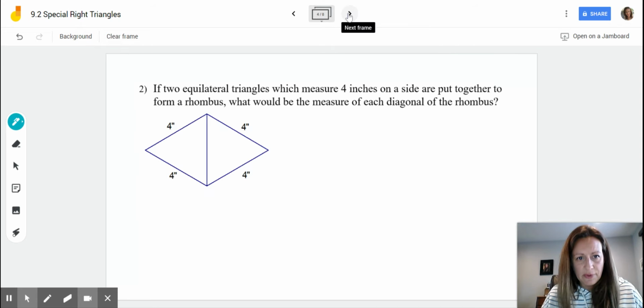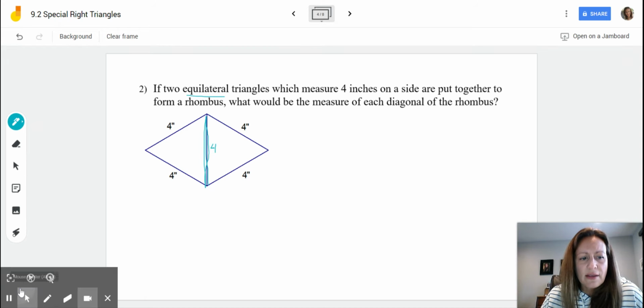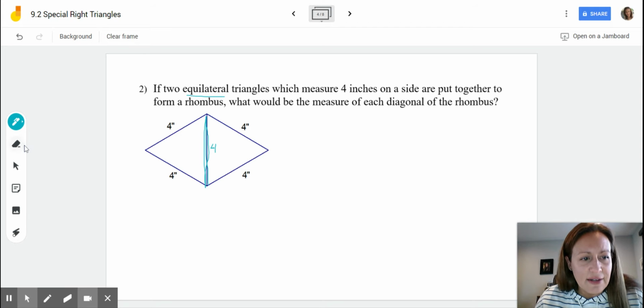Okay, next example. If two equilateral triangles which measure 4 inches on a side are put together to form a rhombus, what would be the measure of each diagonal of the rhombus? Well, if these are equilateral triangles, it's pretty obvious to say this diagonal that goes from corner to corner of the whole rhombus would be the same as the other sides, 4. And the other diagonal would go from this corner to that corner.